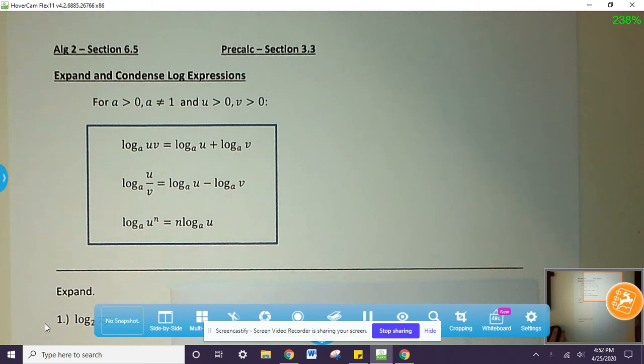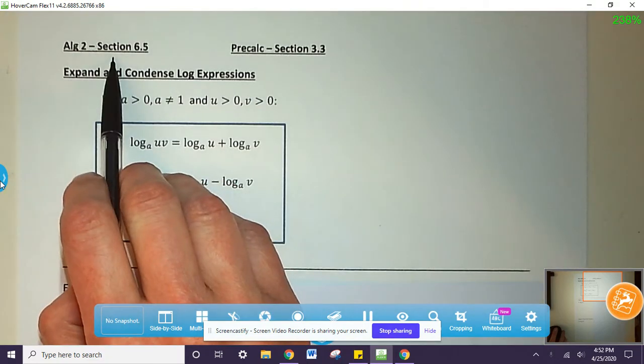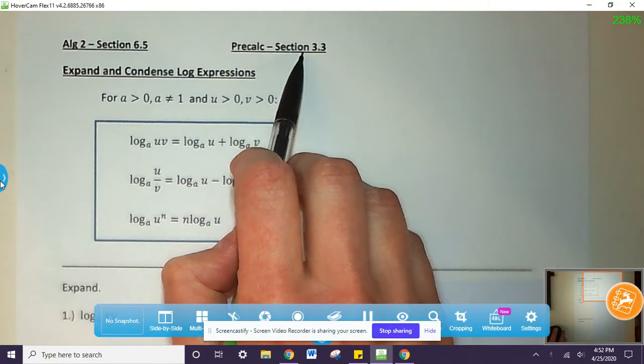Hello, welcome to today's lesson. We're going to continue our work with logarithms. If you're in Algebra 2, this is section 6.5. And if you're in pre-calc, this is section 3.3 in your textbook.